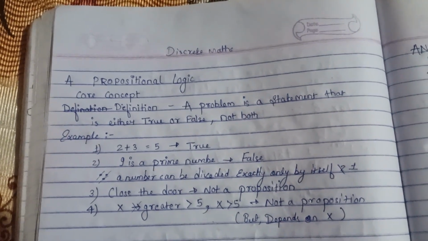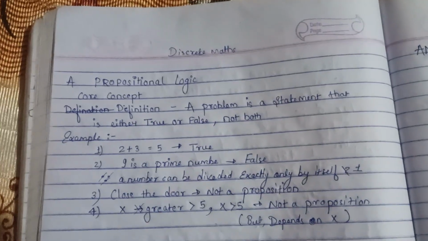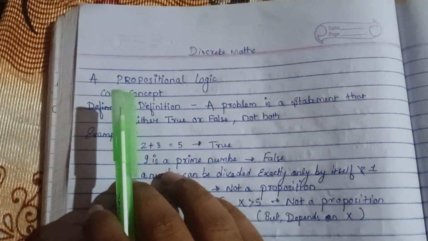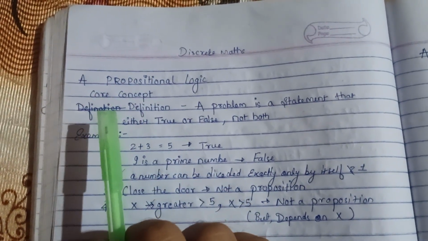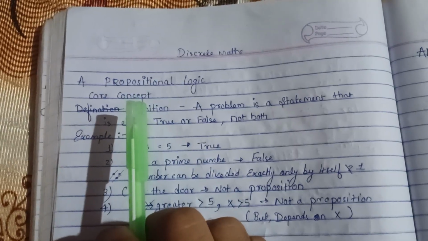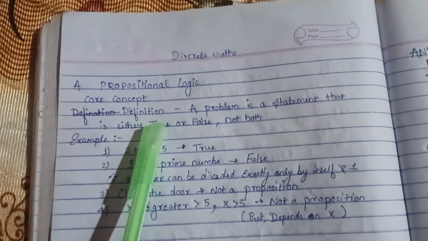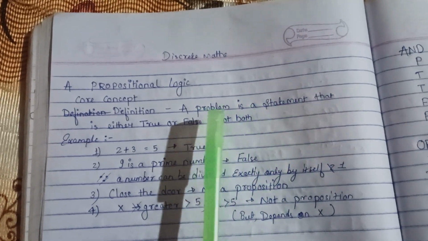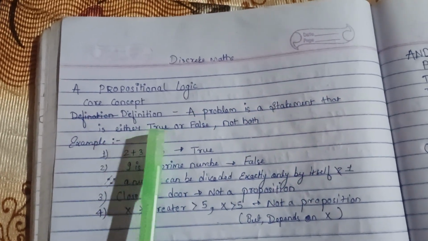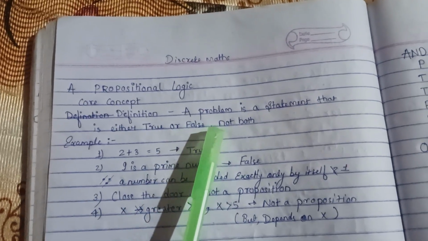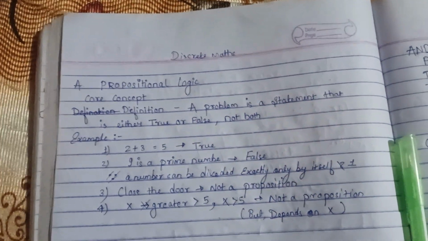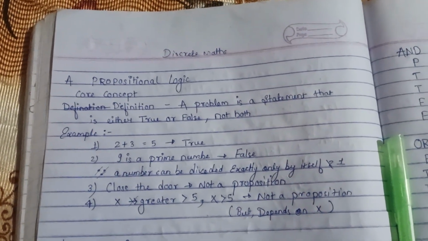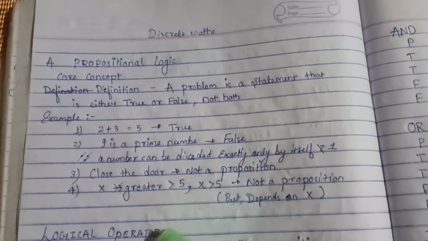Let's start Discrete Mathematics with propositional logic. The core concept of propositional logic is its definition. A proposition is a statement that is either true or false, but not both. So we have a proposition. It could be true or false, but it will not be both.